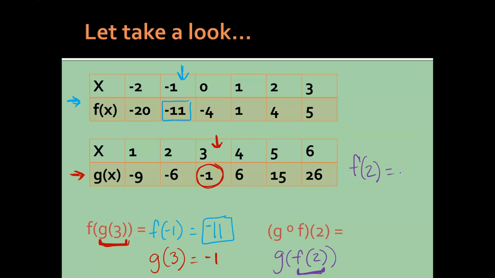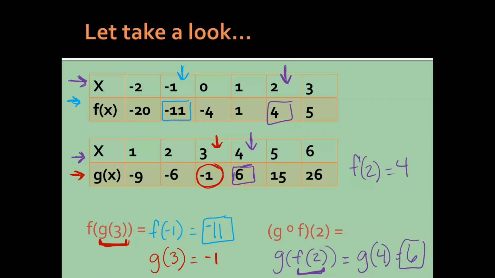So I go to the f function. When x is 2, which is right here, what is y? 4. So now I can replace f of 2 with 4, and I'm looking for g of 4. On the g function, when x is 4, what is y? It is 6. And that's your answer.